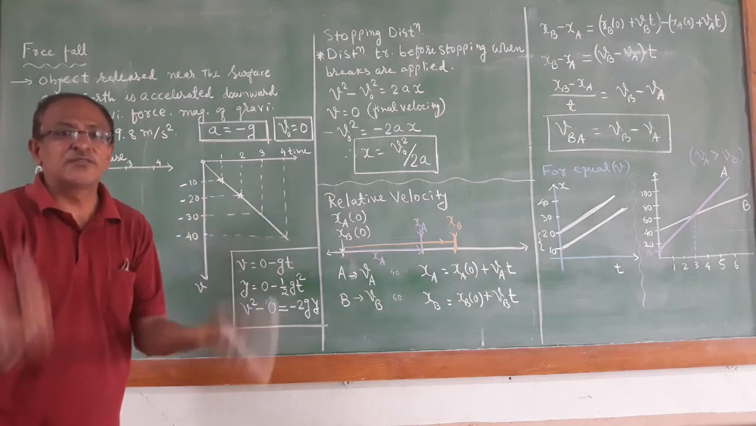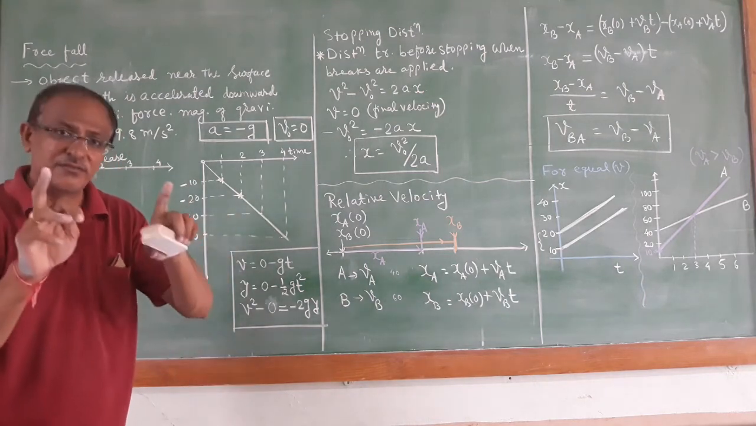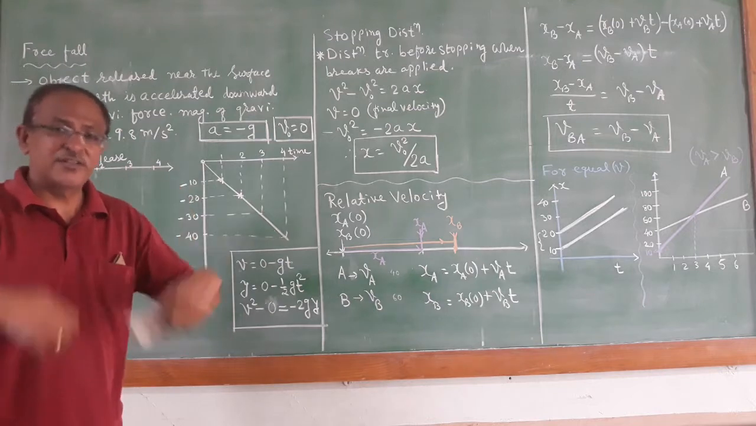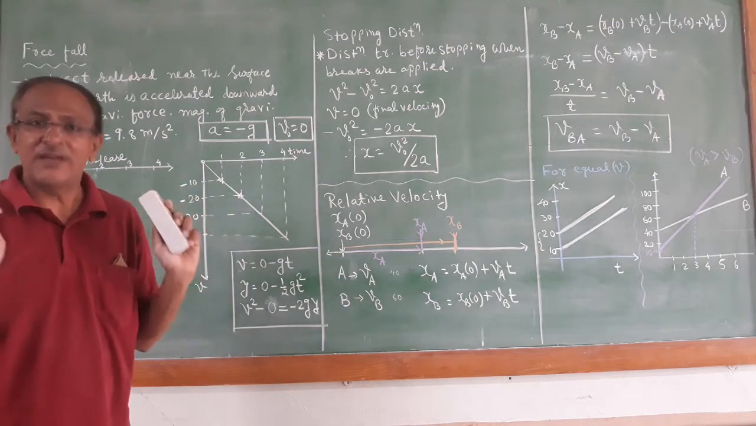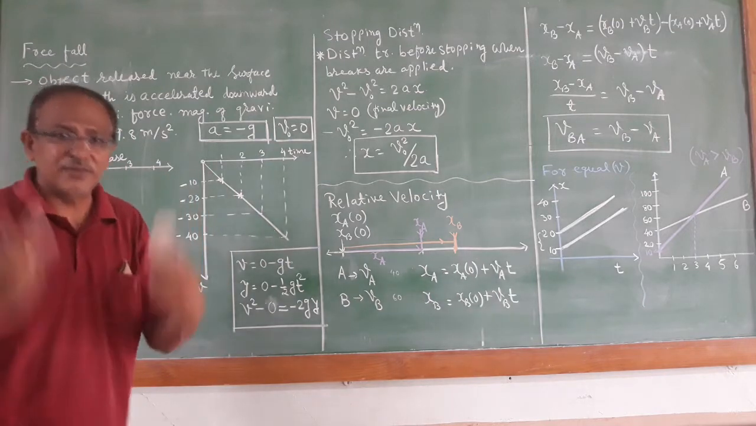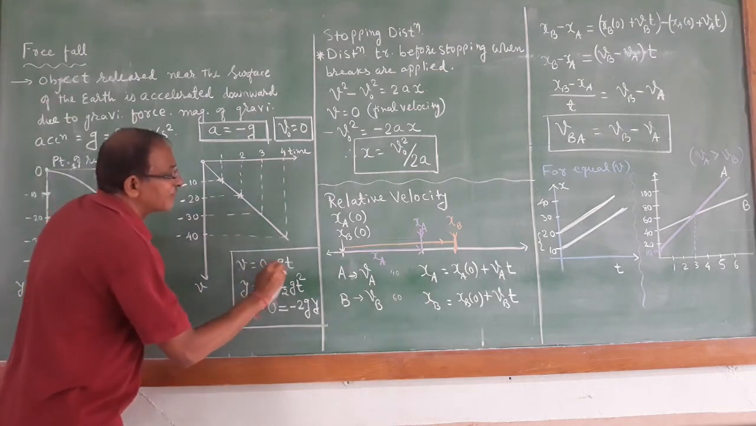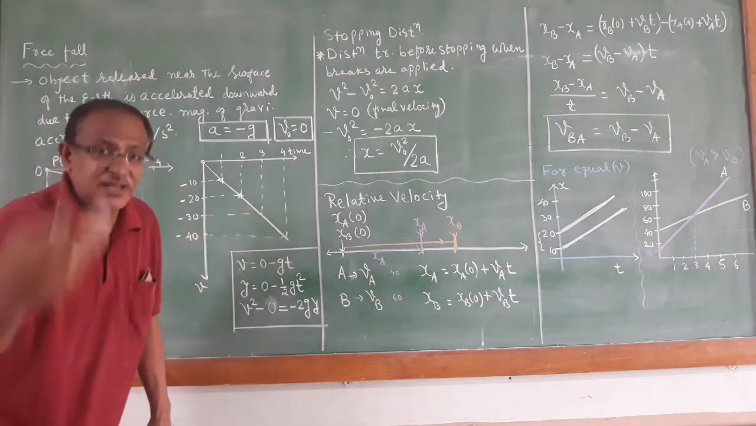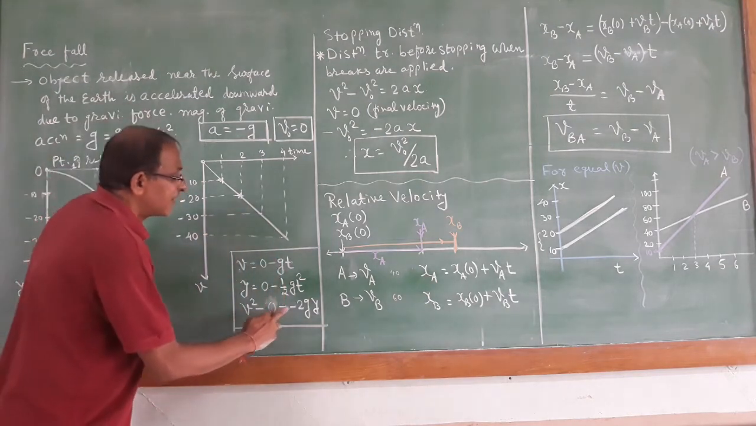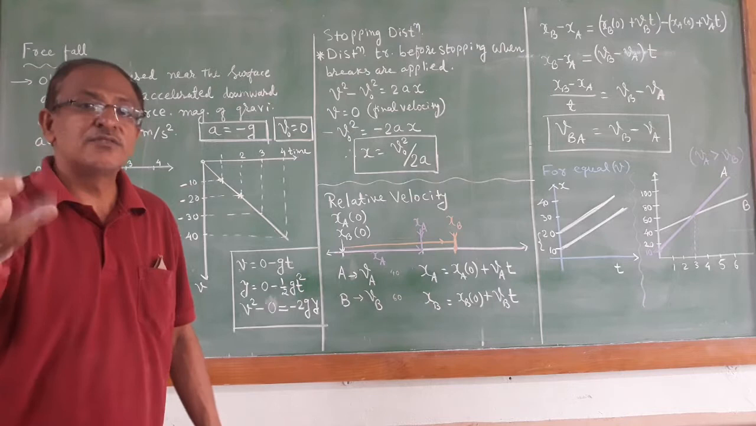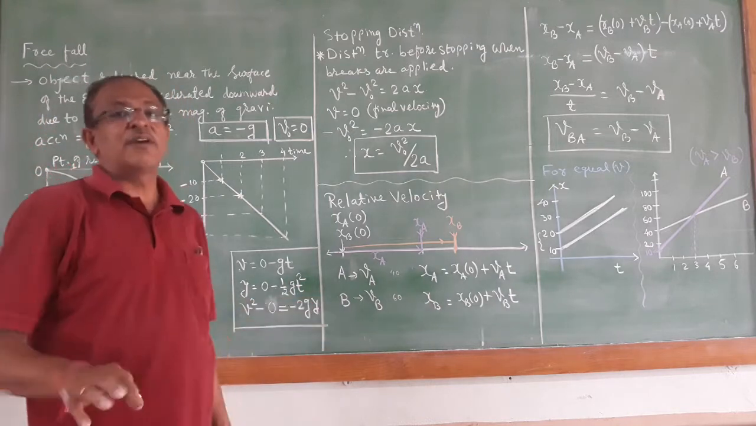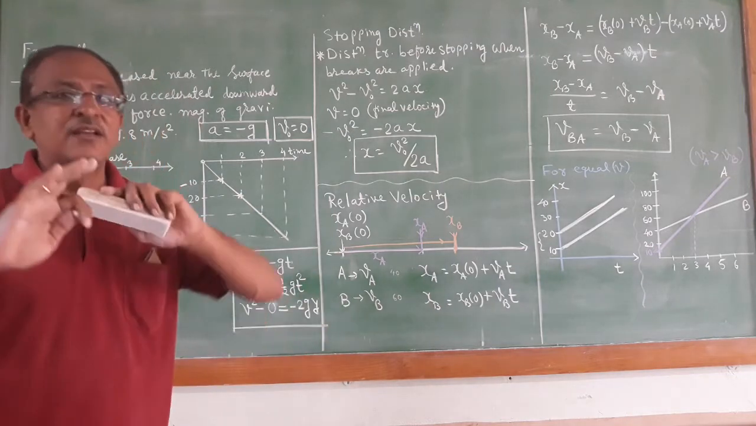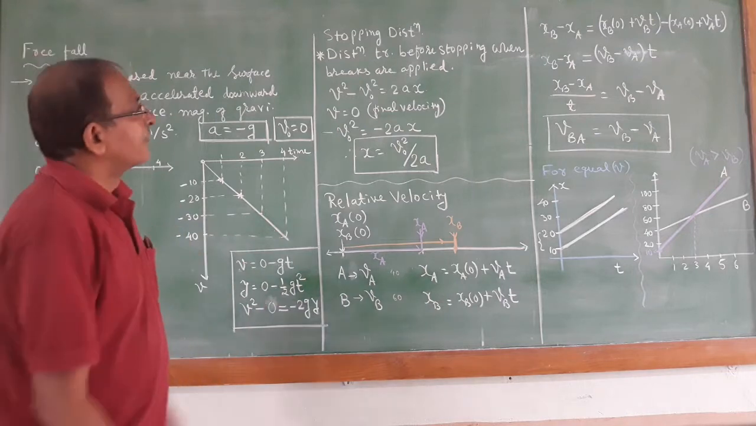So displacement can be shown in negative value. But for calculation and for simplicity, you can write v is equal to 0 plus gt, y is equal to 0 plus 1/2 gt square, and v square is equal to positive 2gy. This can be used for calculation.